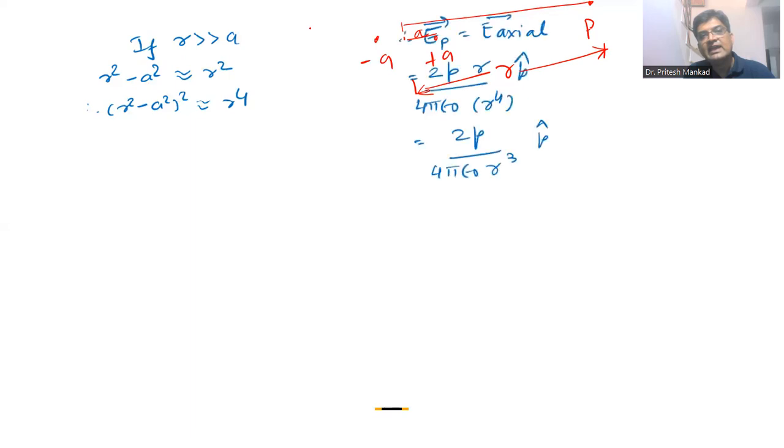So in the last expression, if we substitute these values, what we have over here is the axial field, that is E at point P, which we can call E axial. It is 2p into r divided by 4 pi epsilon 0 into r raised to 4. So r gets cancelled out, and we are left with the expression that E axial is 2p over 4 pi epsilon 0 into r cube. So it is along the direction of the dipole moment, and the magnitude is given by this formula, right?